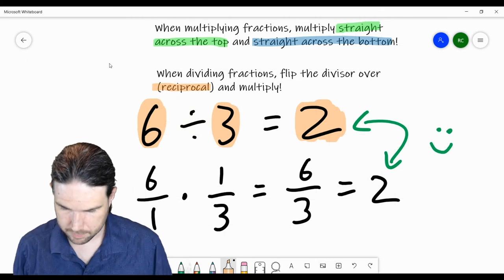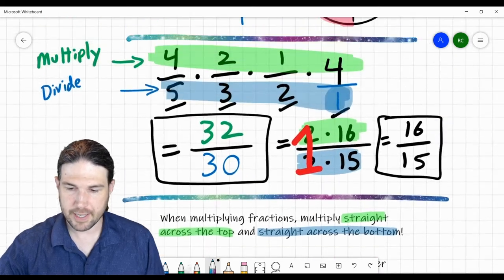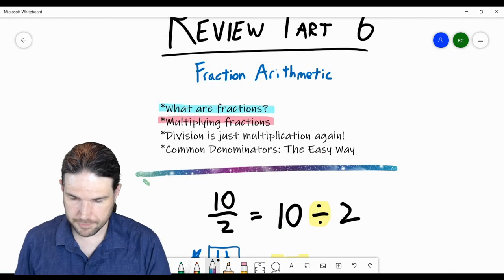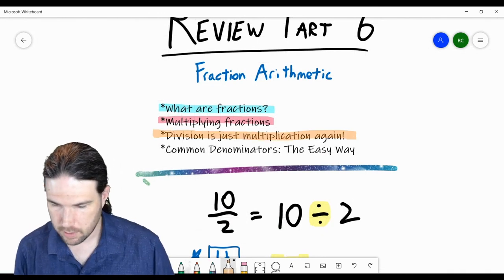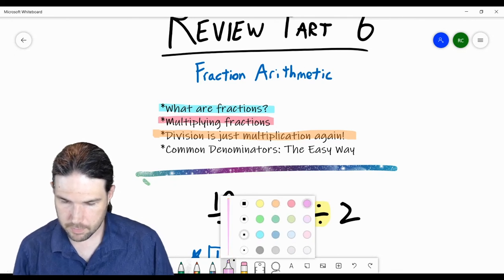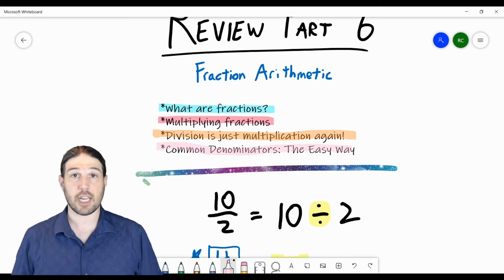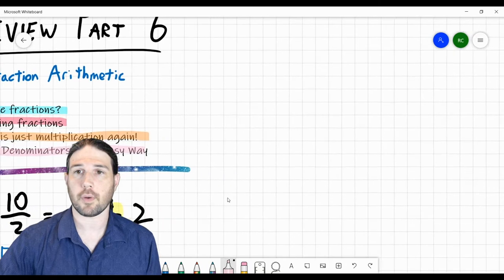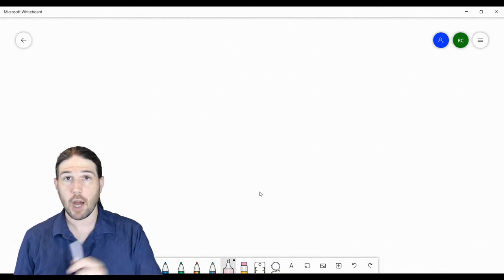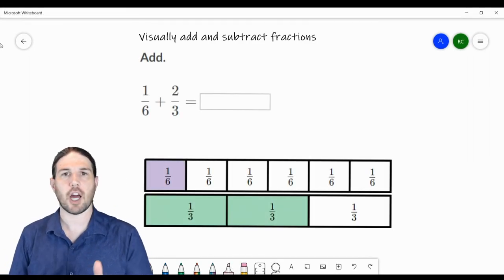Okay, let's see. We've talked about multiplying and dividing fractions. We talked about how division is just multiplication again. So now we talk a little bit about common denominators, and hopefully I will make this understandable for you. Okay, so we're going to scooch over to the right here, and I am going to pick up an example problem from Khan Academy.